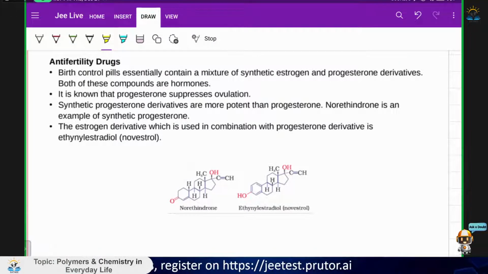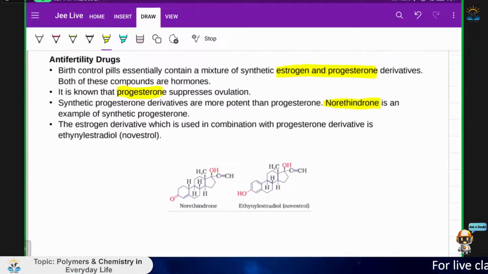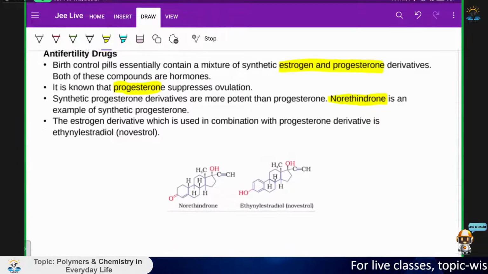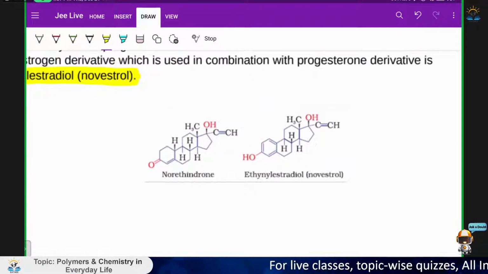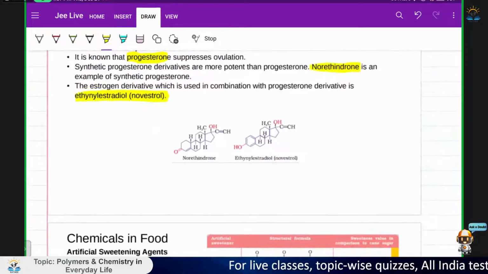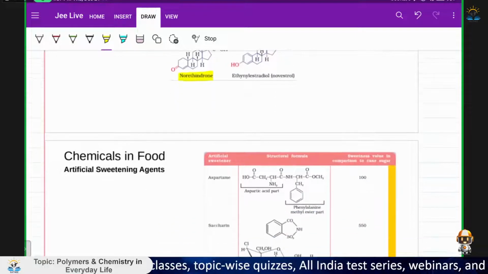So it can be a mixture of estrogen and progesterone, or it can only contain progesterone. Norethindrone is an example of synthetic progesterone used as a contraceptive. An estrogen derivative is used for estrogen-progesterone combination. What we use is ethinyl estradiol or novestrol. The structure of both are given here. So ethinyl estradiol is a combination of estrogen and progesterone, and norethindrone is a progesterone-only formulation.